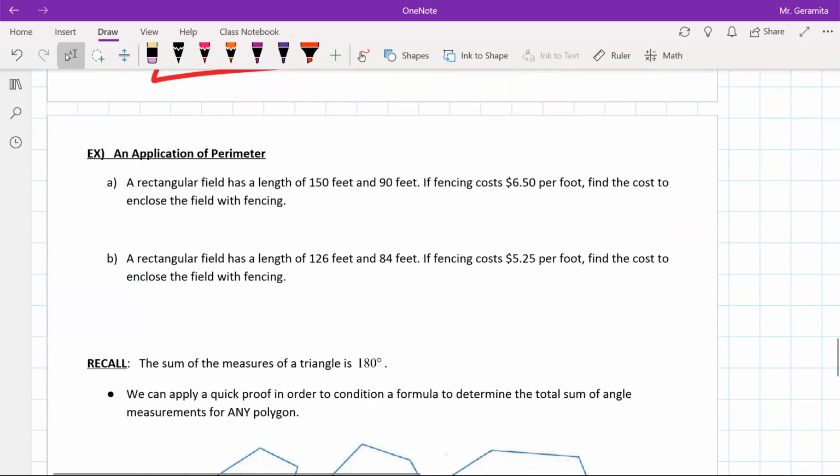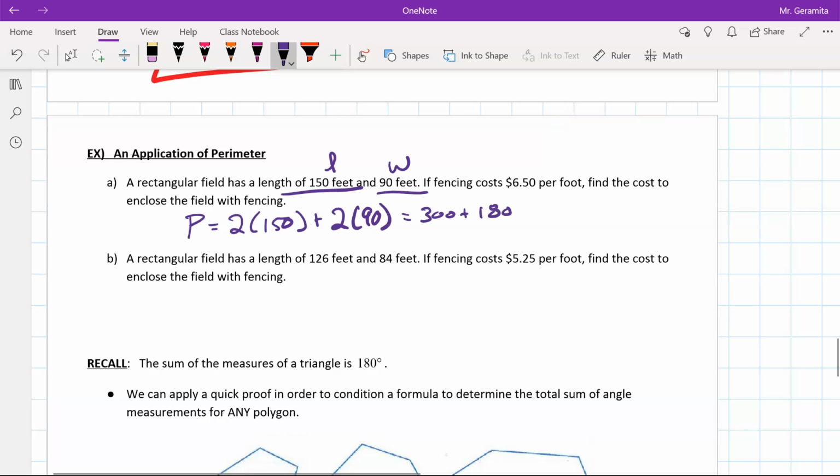An application of perimeter. So a rectangle field has a length of 150 feet, and then we'll just call this a width of 90 feet. If fence costs $6.50, excuse me, per foot, find the cost to enclose the fence. So we first need to find the perimeter. Perimeter is going to be equal to 2 times 150 plus 2 times 90. This is going to be equal to 300 plus 180. So this is equal to 480. So that's going to be the perimeter.